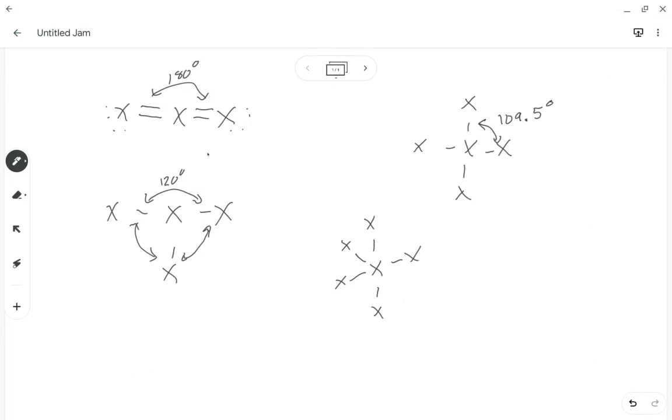So there are 2 separate bond angles that exist in this molecule. So if we look here, the way I'm trying to draw this one is that these are the axial ones, and then these are the equatorial. You can maybe visualize that.